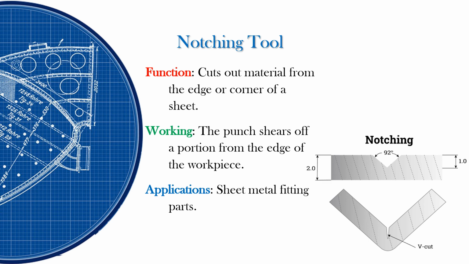Notching tool. Function: cuts out material from the edge or corner of a sheet. Working: the punch shears off a portion from the edge of the workpiece. Applications: sheet metal fitting parts.